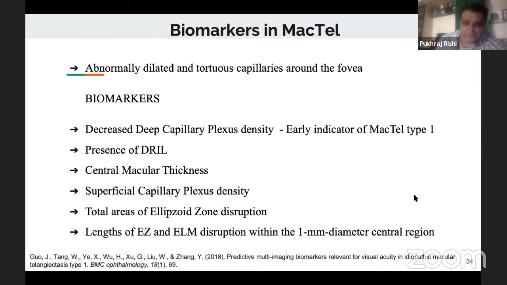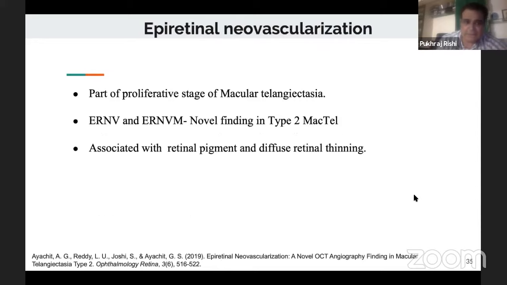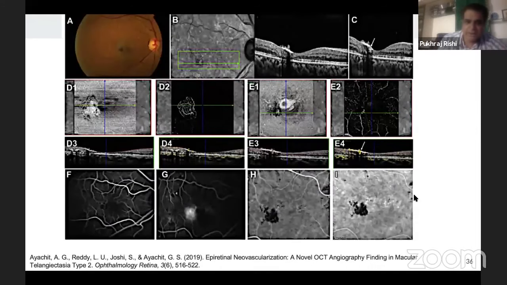So there was an interesting study on PFTs, and that is about the epiretinal neovascularization. Because this study was from India, I wanted to include it. And here you can see even on OCTA in D2, you can clearly make out this is an epiretinal neovascularization, and this is certainly added to our understanding of this disease.